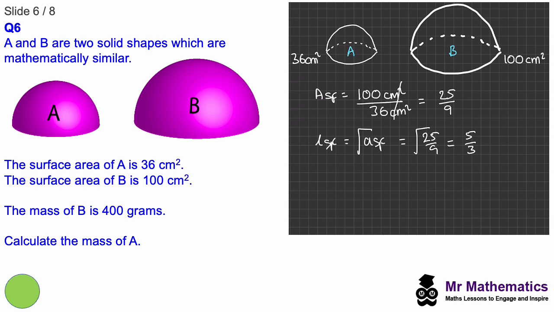And we've been asked to work out the mass of A, so this means we need a volume scale factor. And this is the length scale factor cubed. So we'll cube 5/3. And this will give us 125/9. So now the mass of A will be the 400 grams, the mass of B, divided by 125/9. So the mass of B divided by the volume scale factor. And this is 86.4 grams.